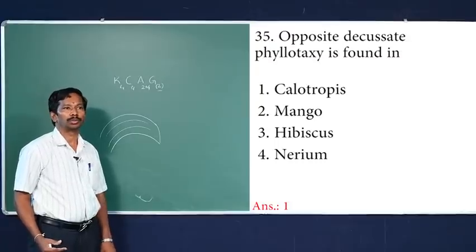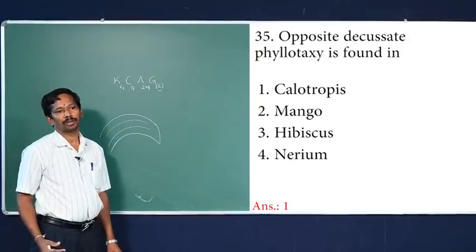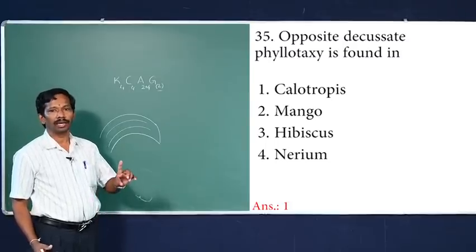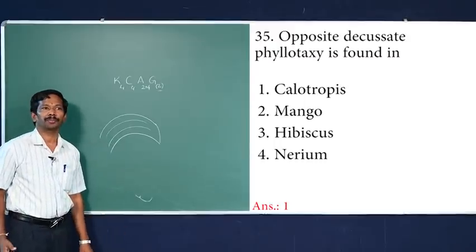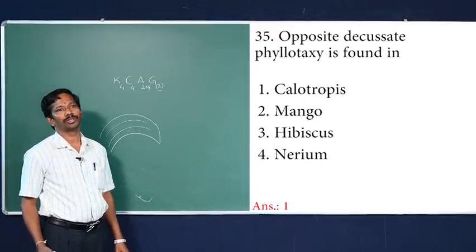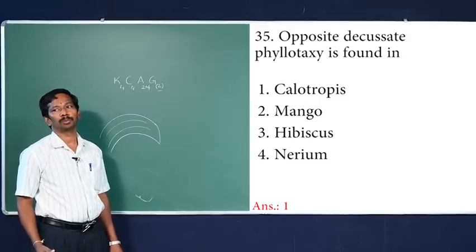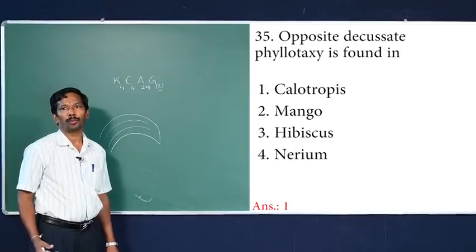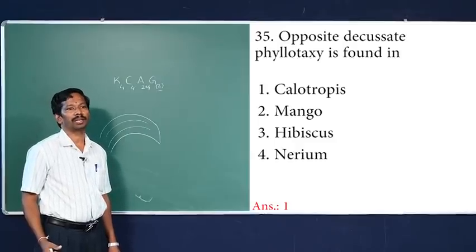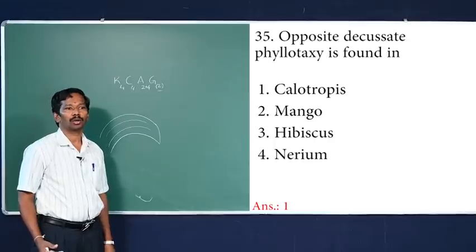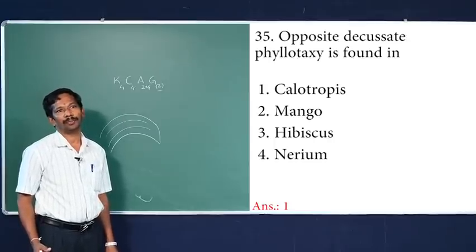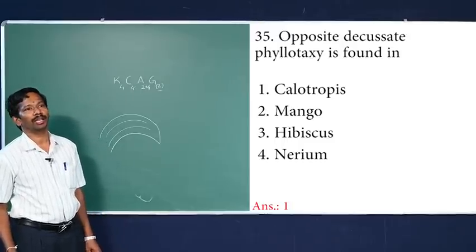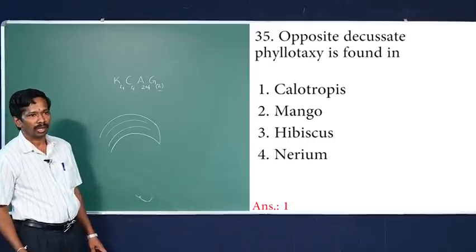However, before going to the next question, what is phyllotaxy? The arrangement of leaves on the stem is called phyllotaxy. Easy to remember: 1 leaf per nodal region is called alternate phyllotaxy. 2 leaves per nodal region is called opposite phyllotaxy, and more than 2 leaves per nodal region is called whorled phyllotaxy. When leaves are found in pairs, if they are superimposed one above the other, it is called superimposed opposite phyllotaxy. Whereas when 2 pairs are present in a perpendicular position, it is called opposite decussate phyllotaxy. Hence here it is option 1.